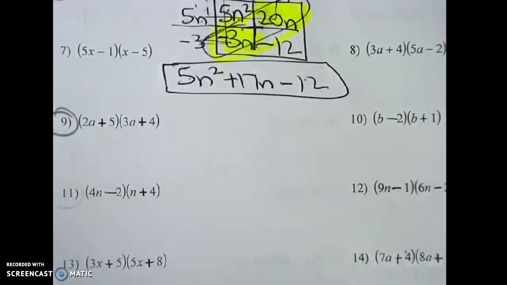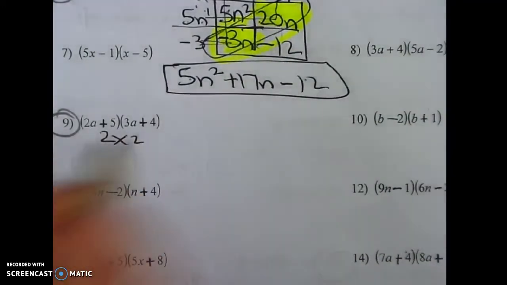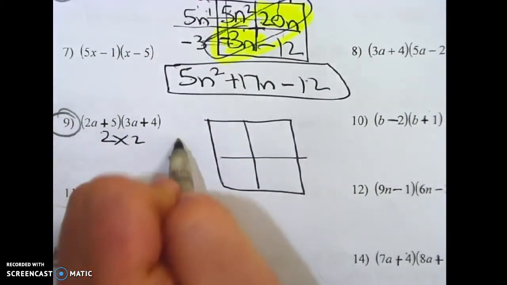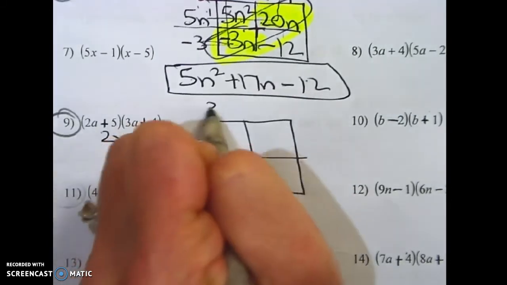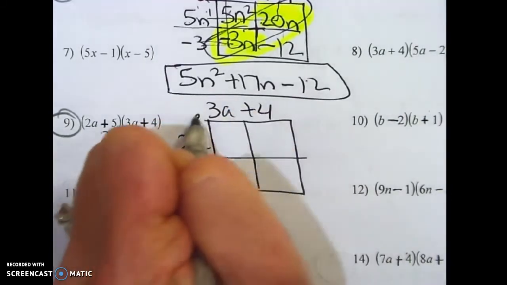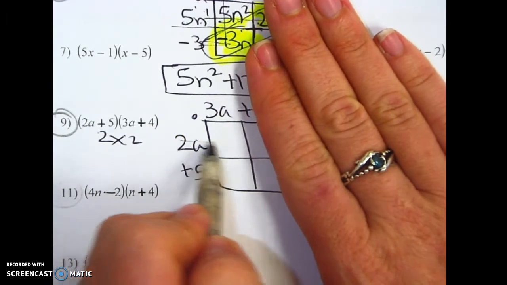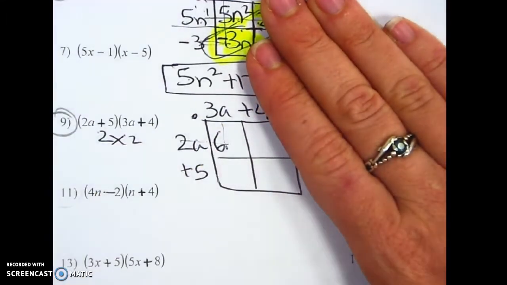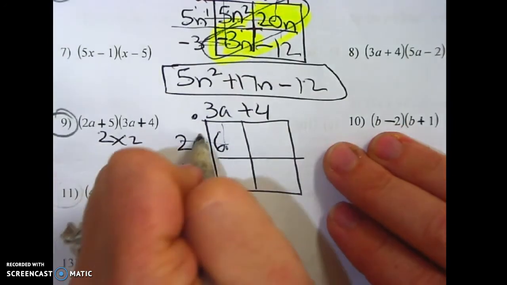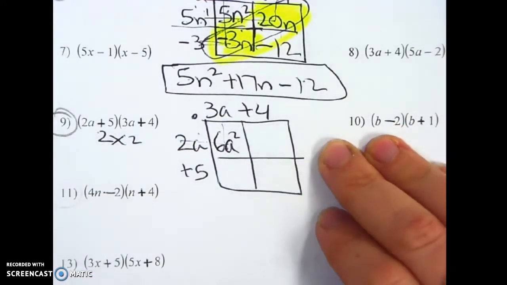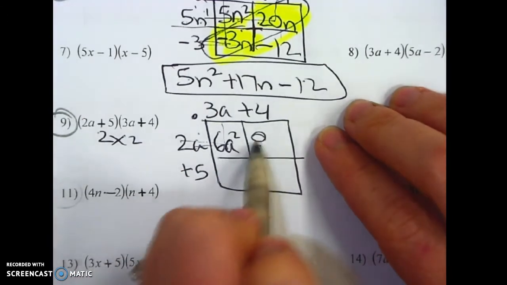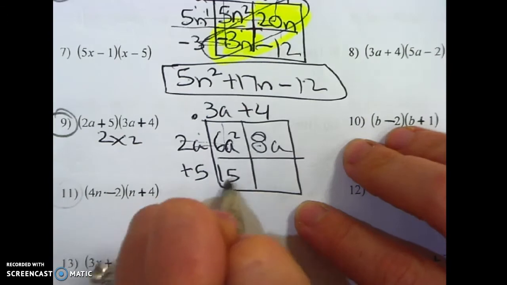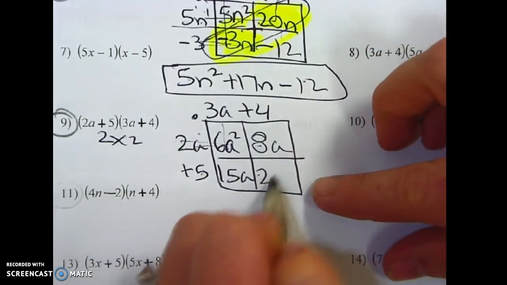Let's try number 9. What's the dimension? 2 by 2. 1, 2, 1, 2. 2a plus 5, 3a plus 4. Multiply. 2a times 3a. Now be careful. 2 times 3 is 6. Some of you are going to want to put 5. So be careful. And then a times a is a squared. 2a times 4, 8a. 3a times 5 is 15a. And 5 times 4 is 20.